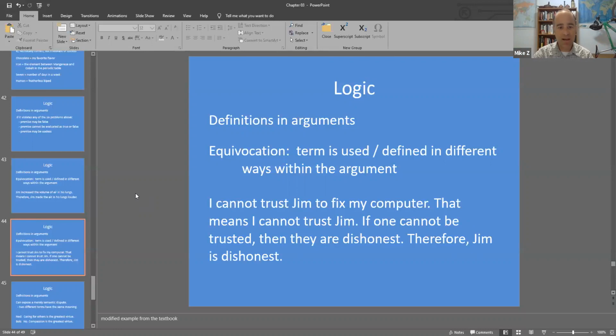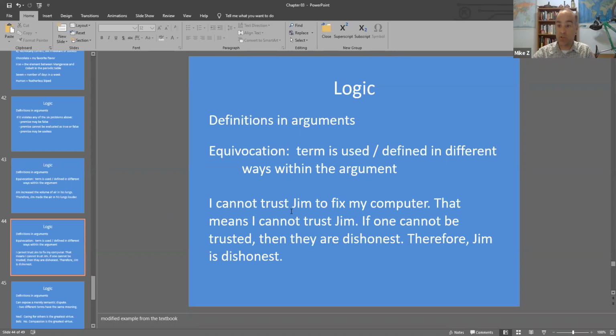Here's another one. This is from the textbook. So, I cannot trust Jim to fix my computer. That means I can't trust Jim. If one cannot be trusted, then they are dishonest. Therefore, Jim is dishonest. Okay, we've equivocated on the term trust here. What's the meaning of trust? The way it's used here is sort of being reliable to accomplish a specific task. Whereas down here, the term trust is being used in terms of telling the truth or lying.